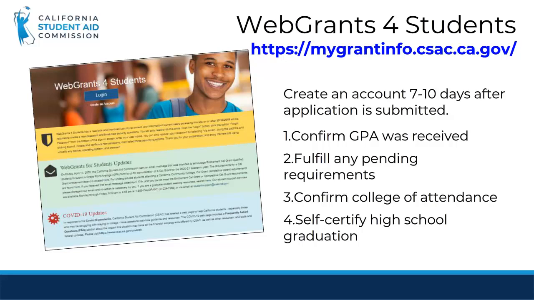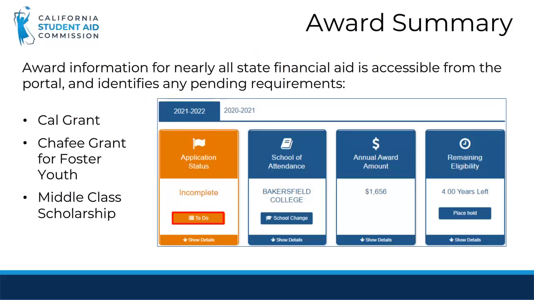Please remember that if your student is awarded a Cal Grant, failing to create a WebGrants for Students account and fulfilling any pending requirements may hold up their Cal Grant payment at their college. The updated student portal uses colored tiles to alert students of pending requirements and to confirm the reported school of attendance or report a school change. It also displays their annual award amount and remaining years of eligibility.